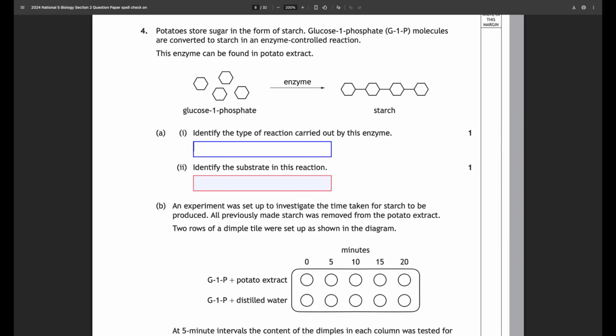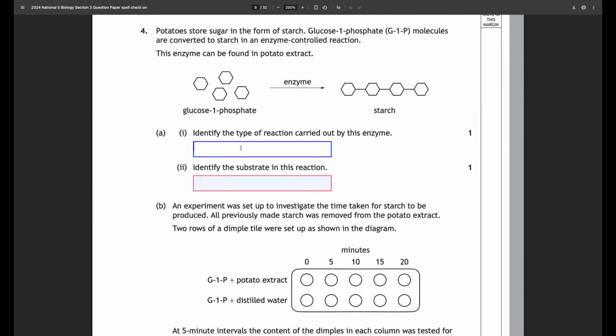Question 4, potatoes store sugar in the form of starch. Glucose 1-phosphate, or G1P for short, molecules are converted to starch in an enzyme-controlled reaction. This enzyme can be found in potato extract. Important, that sentence. Keep that in mind for later. So if we look at the diagram, we can see glucose 1-phosphate is being broken down by the enzyme into starch. In fact, I shouldn't have said broken down. It's actually been built up, isn't it? Because the small glucose 1-phosphate molecules have been built up into one larger molecule of starch.